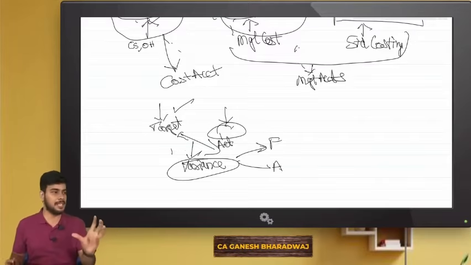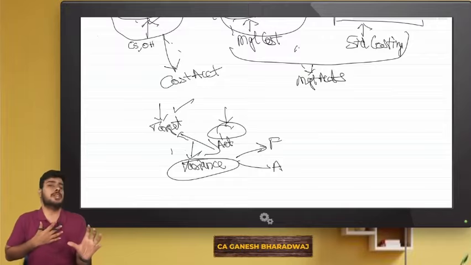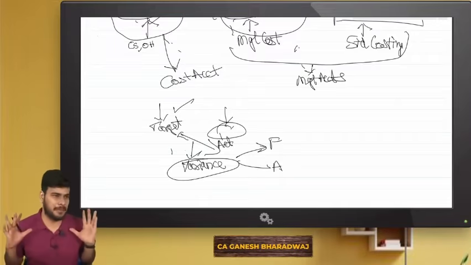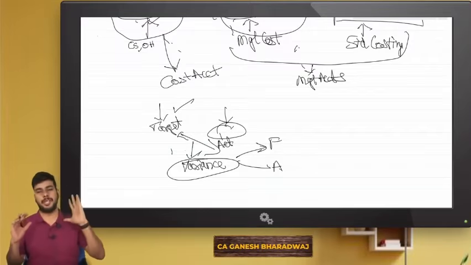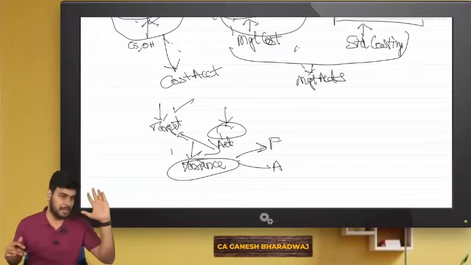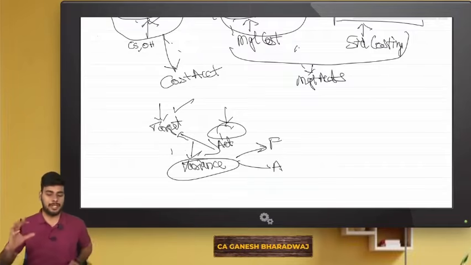So this variance can either be beneficial for you or it cannot be beneficial for you. If it is going to be beneficial, it's going to be called a favorable variance. If it is not beneficial, it's going to be called an adverse variance. Are you clear with this?